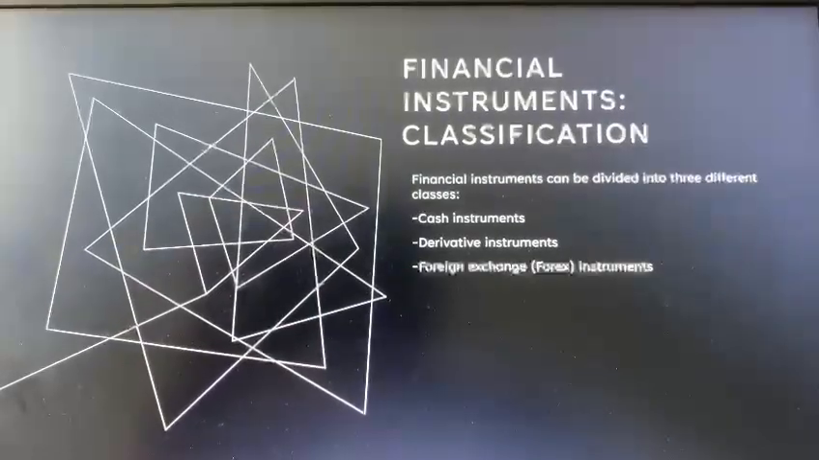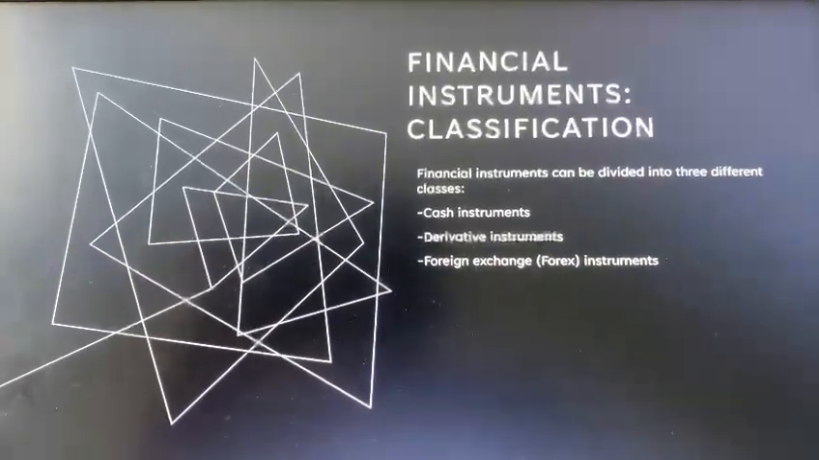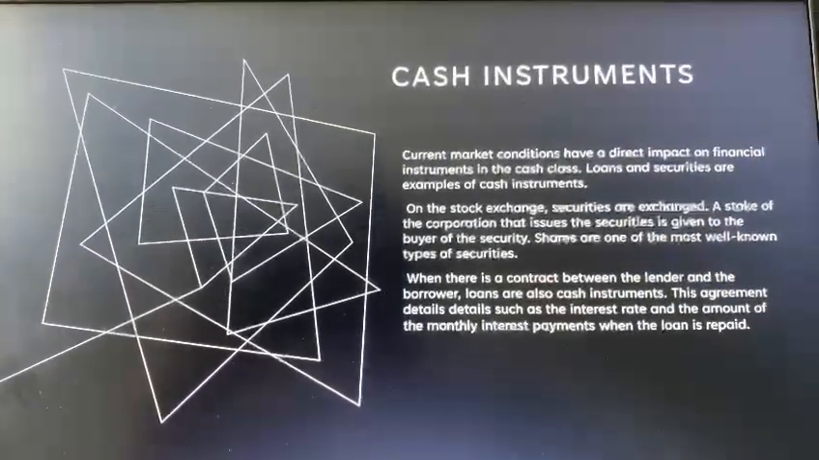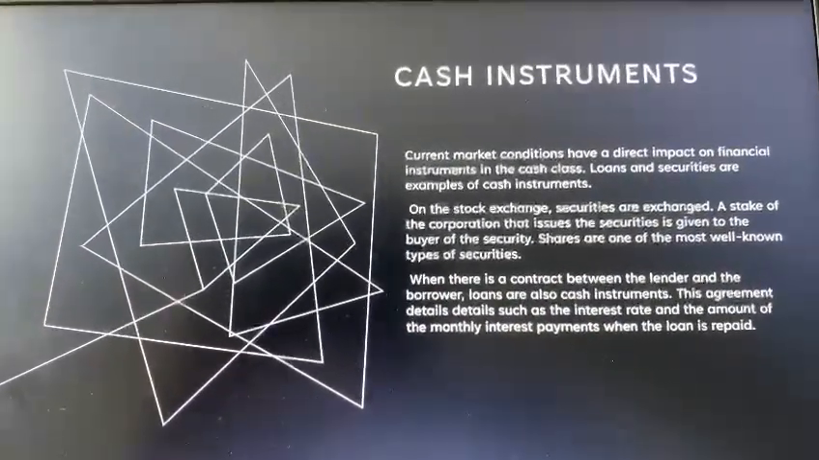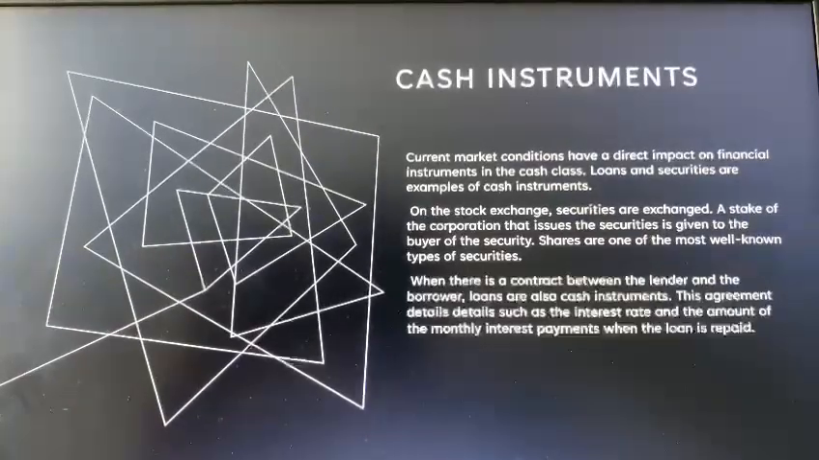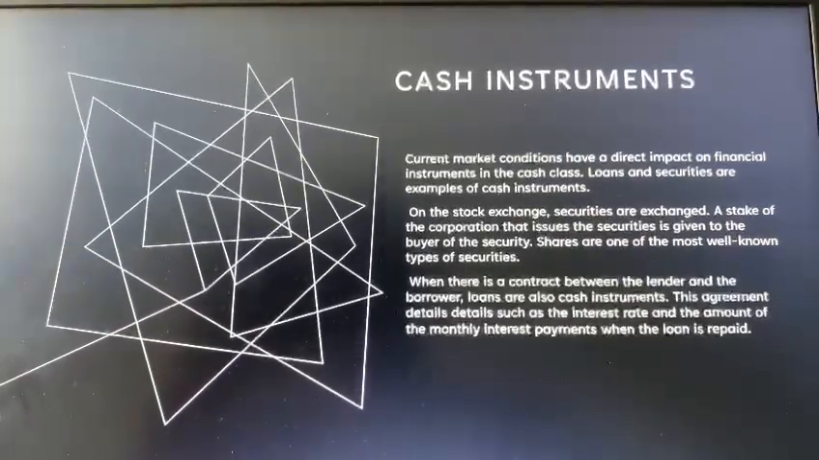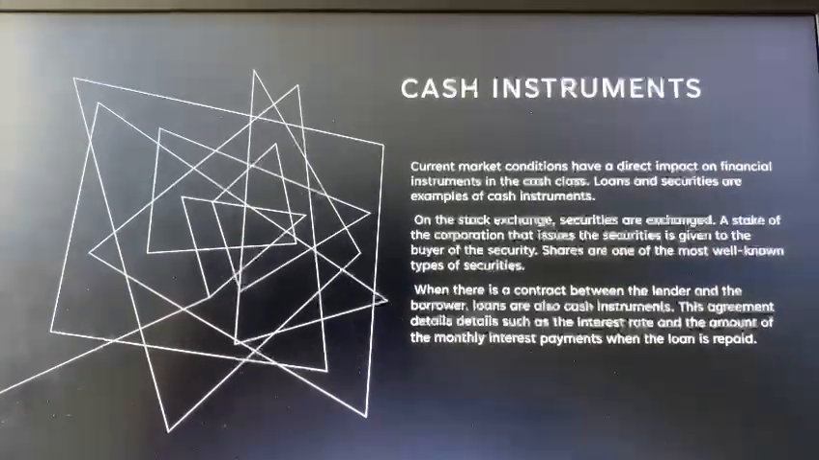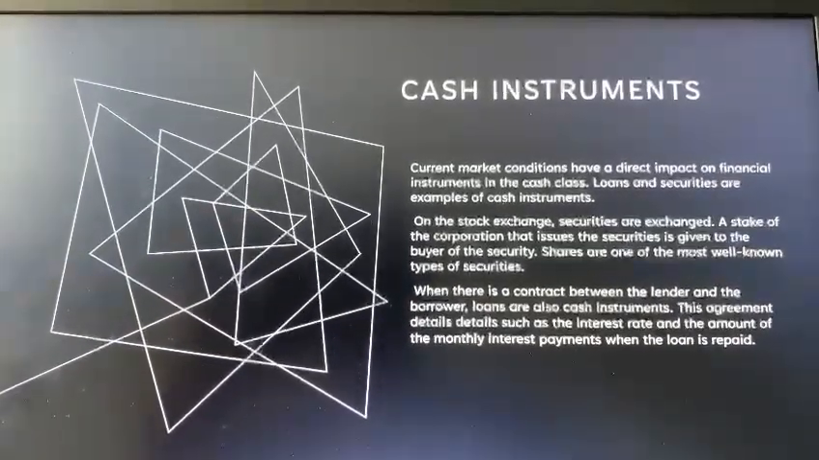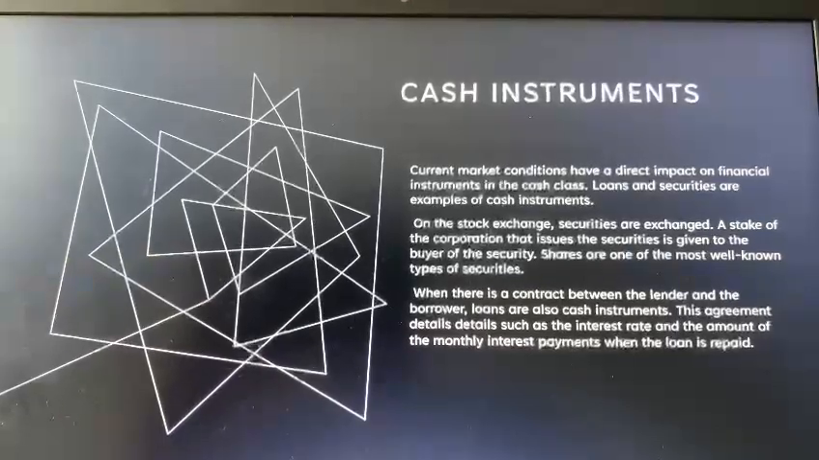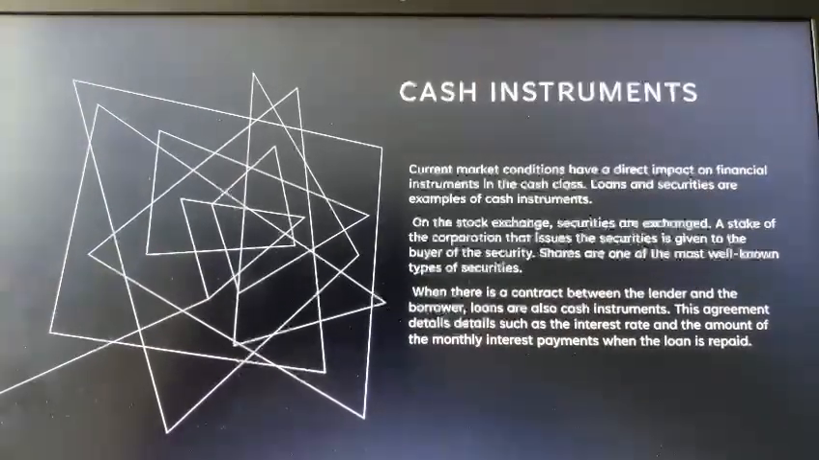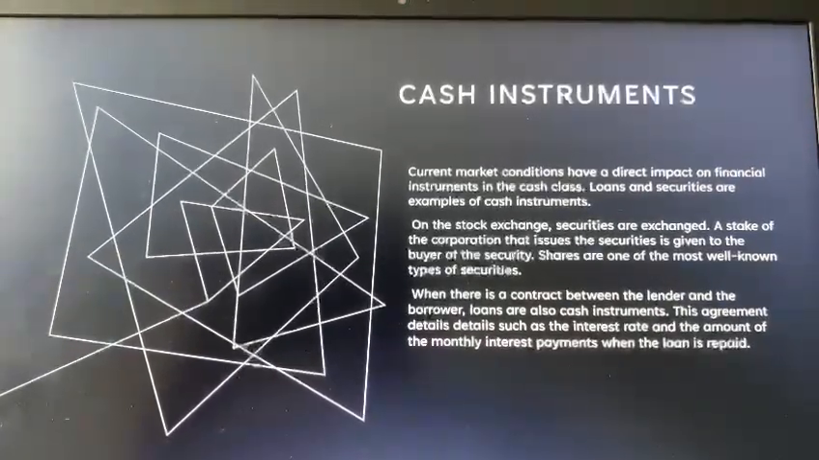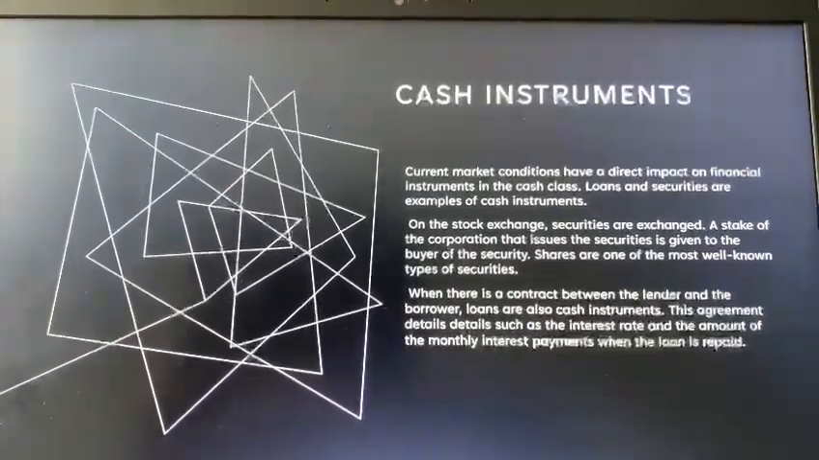Financial instruments can be divided into three different classes: cash, derivative, and foreign exchange instruments. First of all, cash instruments. Currency market conditions have a direct impact on financial instruments in the cash class. Loans and securities are examples of cash instruments. On the stock exchange, securities are exchanged. A stock of the corporation that issues the securities is given to the buyer of the security. Shares are one of the most well-known types of securities.